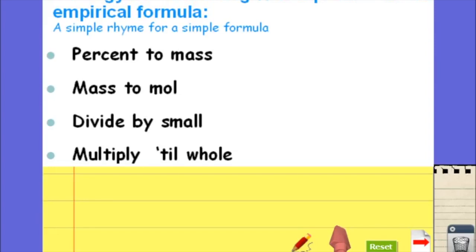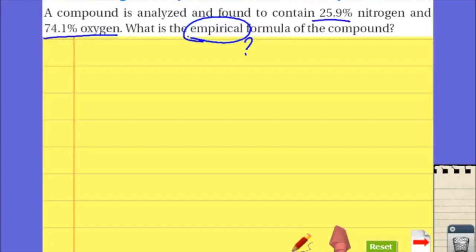A simple rhyme for a simple formula. Percent to mass, mass to mole, divide by small, multiply until whole. Let's go back and recite a rhyme to solve this problem. The first line of the rhyme says percent to mass. Always assume 100 grams of your sample. Okay? That means the percentage is the mass.